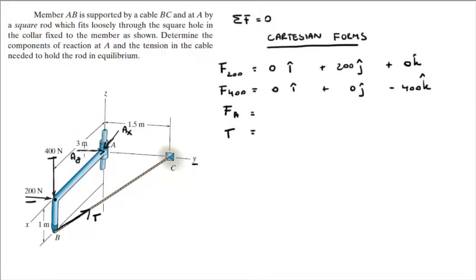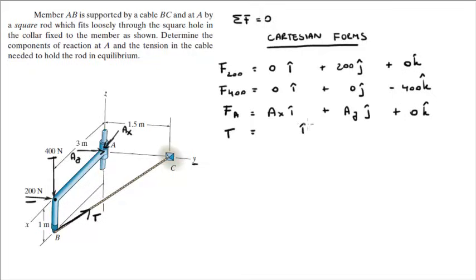Now F of A, which are the reactions AY and AX, you know right off the bat that A cannot have a reaction in the Z direction, so it's 0 because it slides on that rod. So we got AX in the I plus AY in the J. And then we have T.